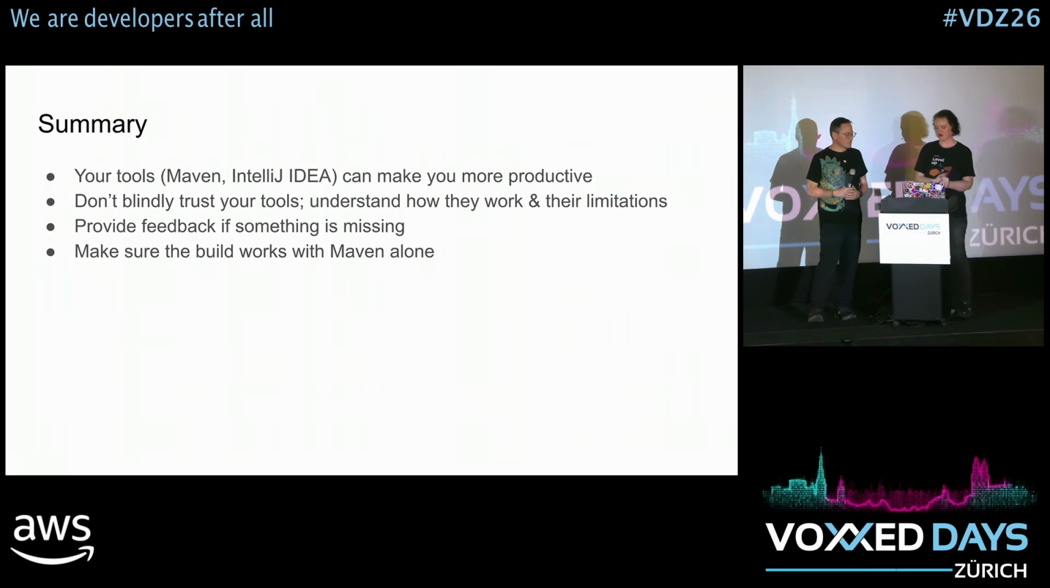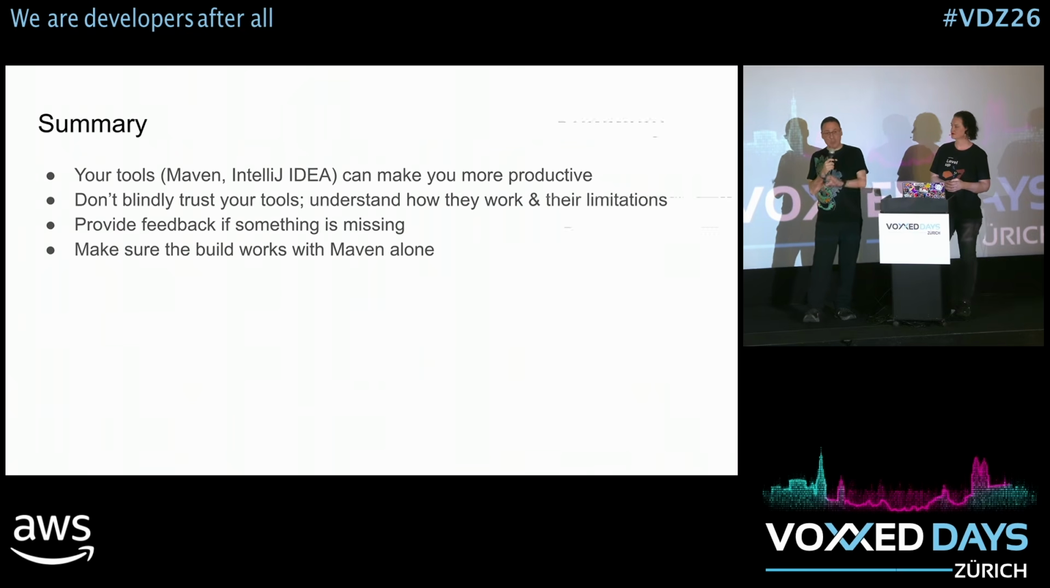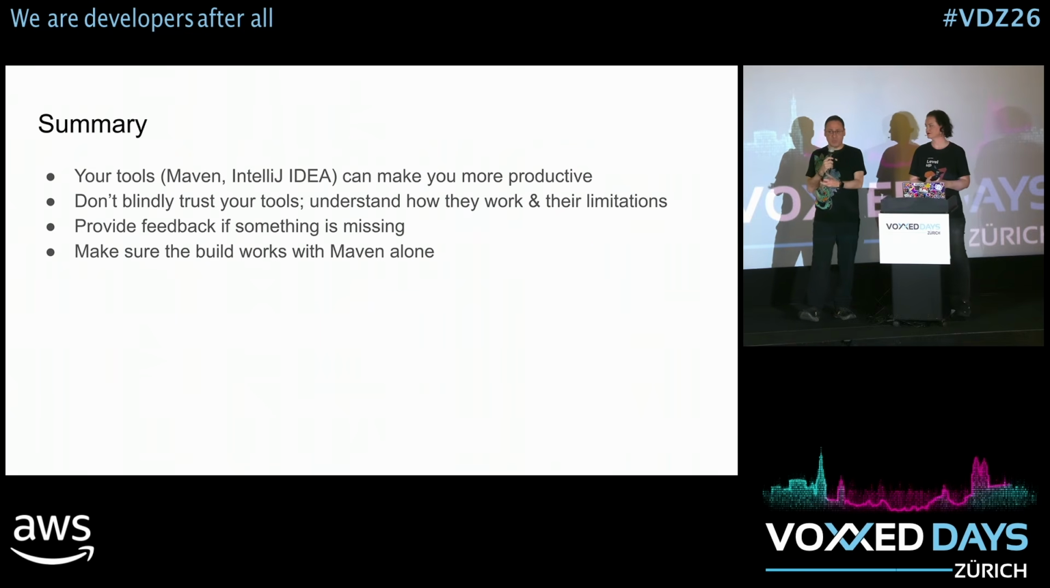So to summarize, the tools can help you be more productive, both Maven and IntelliJ IDEA. If something were to go wrong in the build, try it first with Maven without the IDE, because it may be the case there is a missing integration point between Maven and the IDE. If it works in the command line tool, then there's some misconfiguration in the IDE, perhaps. If it doesn't work on the command line, then something is broken in Maven. Yes, so isolate your problem.